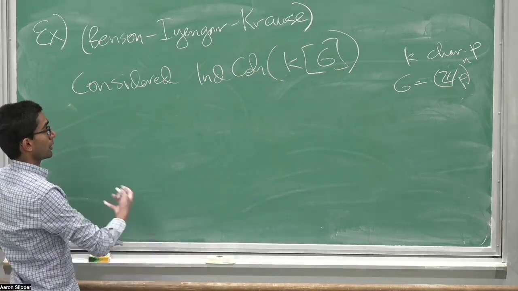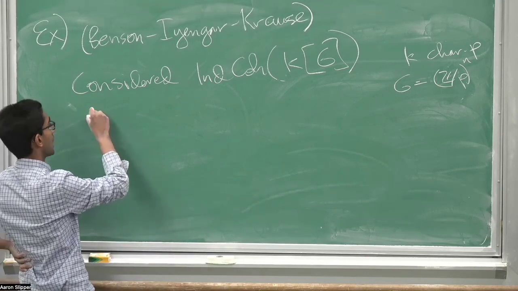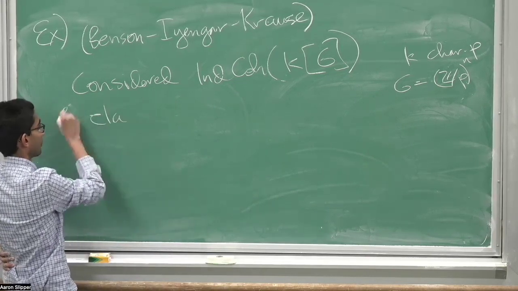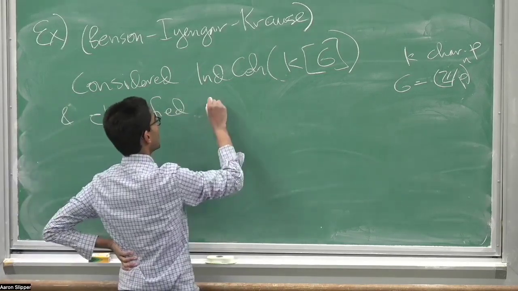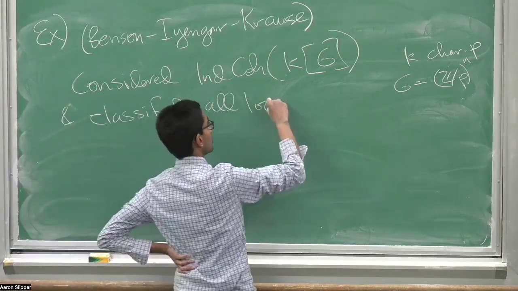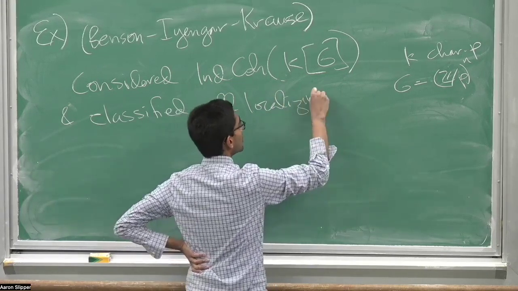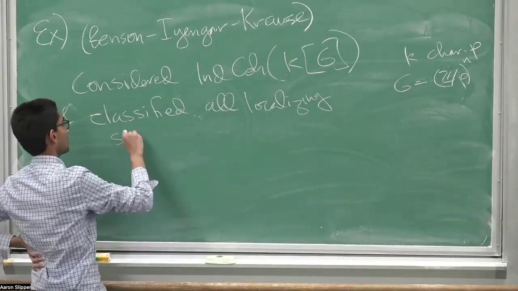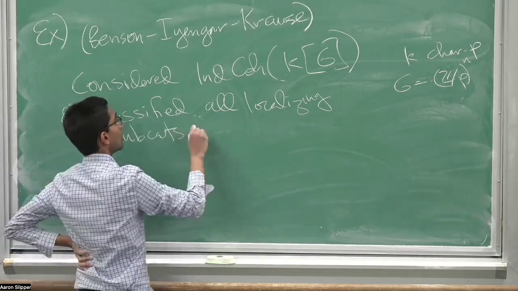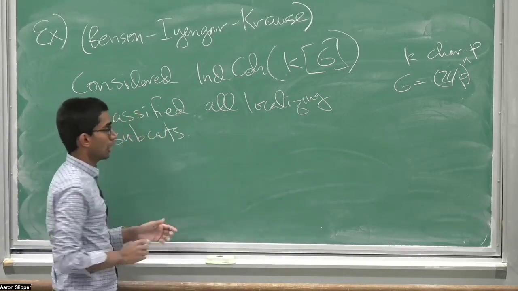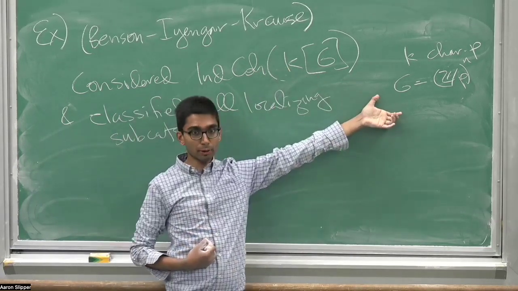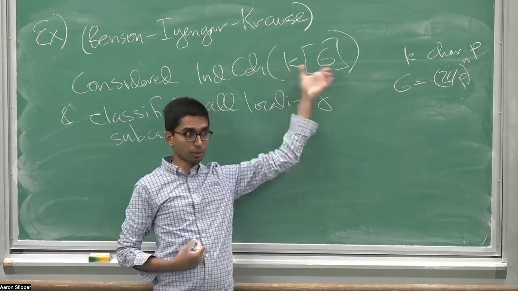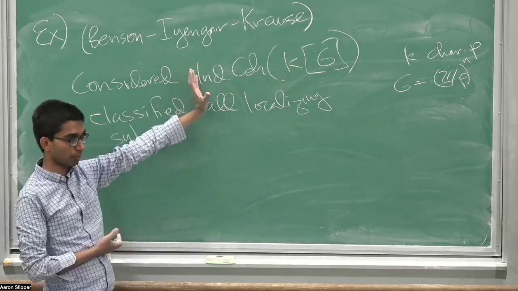And so then they classified all localizing subcategories of this ind-co. So the point is that if you take spec of this ring, it's just a point, because this algebra is all nilpotents, because it's a group ring on a p-group in characteristic p.